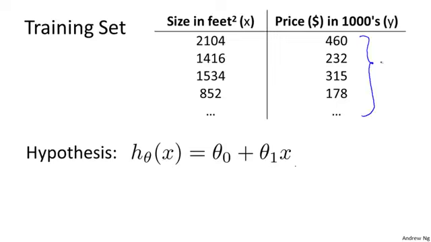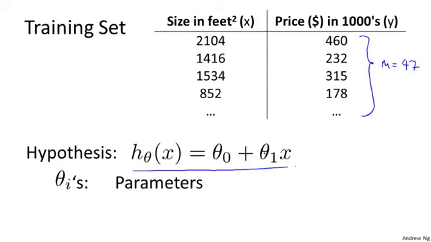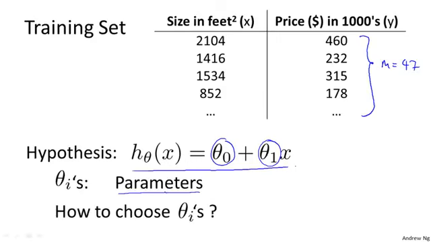Remember our notation, m was the number of training examples, so maybe m equals 47. And the form of our hypothesis, which we use to make predictions, is this linear function. To introduce a little bit more terminology, these theta 0 and theta 1, these theta i's are what are called the parameters of the model. And what we're going to do in this video is talk about how to go about choosing these two parameter values, theta 0 and theta 1.